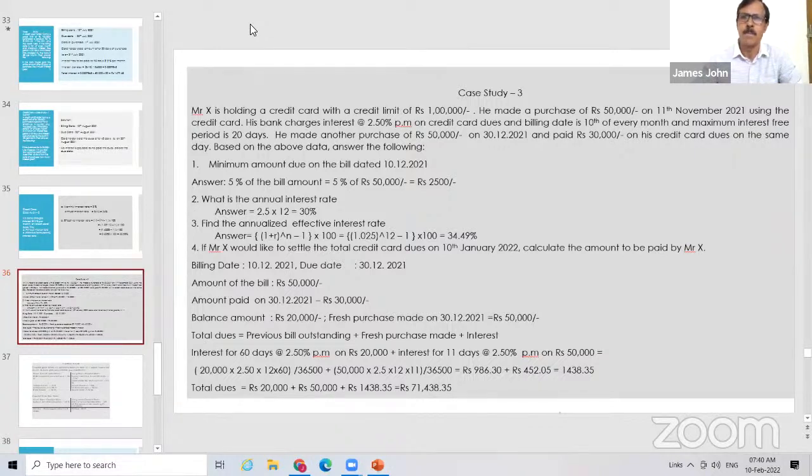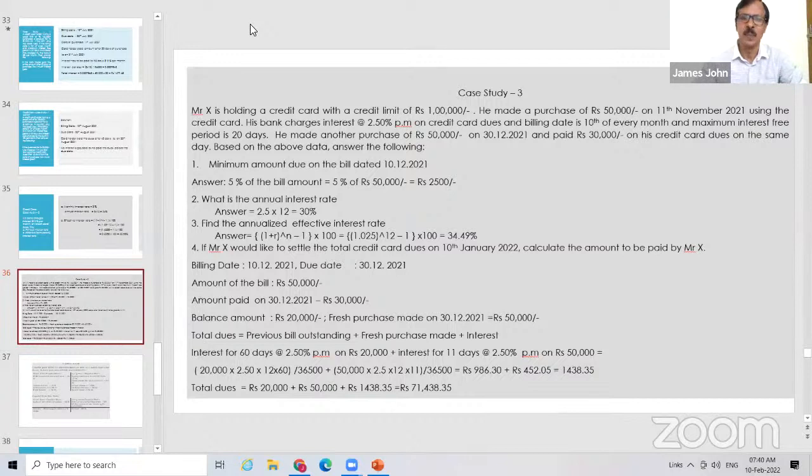Sir, it is 11 days, but he paid RS 30,000. No? He paid RS 30,000. That 30,000 would pertain to the first purchase. 30,000 is for the first bill. Okay, sir. The amount will go to the first bill.